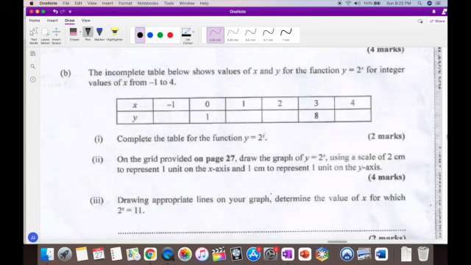The incomplete table below shows values of x and y for the function y is equal to 2 to the power of x for integer values of x from -1 to 4. So when x is -1 to 4, we have to complete the table, of course. So we see here that when x is -1, so 2 to the power of -1, and you can actually use your calculator, but you don't really have to use your calculator. Remember, this is 1 all over 2 to the power of 1. So we could see here y is a half, right?